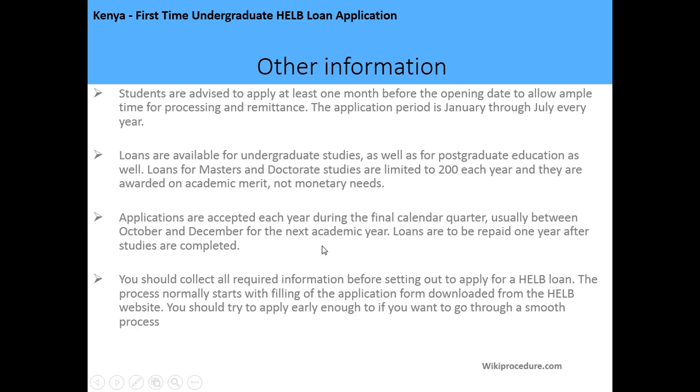Applications are accepted each year during the final calendar quarter, usually between October and December for the next academic year. So this is for the new applicants, and you should collect all required information before setting out to apply for the HELB loan. The process normally starts with filling in the application form downloaded from the HELB website, and you should try to apply early enough if you want to go through as smoothly as possible.